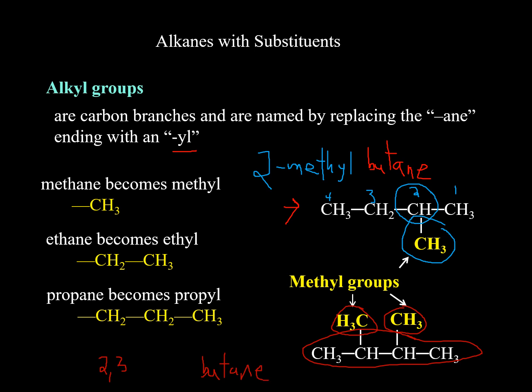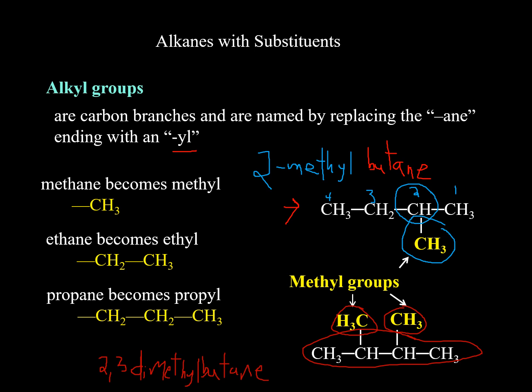And there are two branches on carbon 2 and 3. This is a new term. We would say the word di because there's two methyl groups. So each branch is made up of one carbon. So we say meth and yl because they're branches.